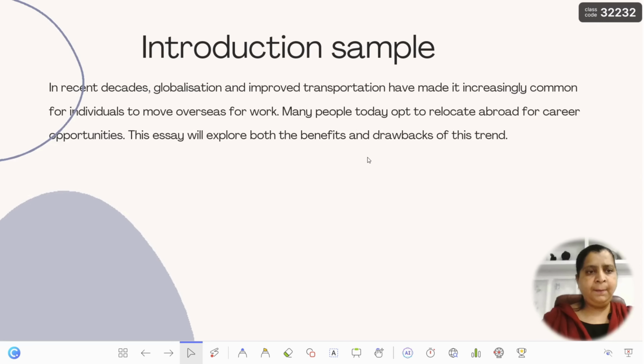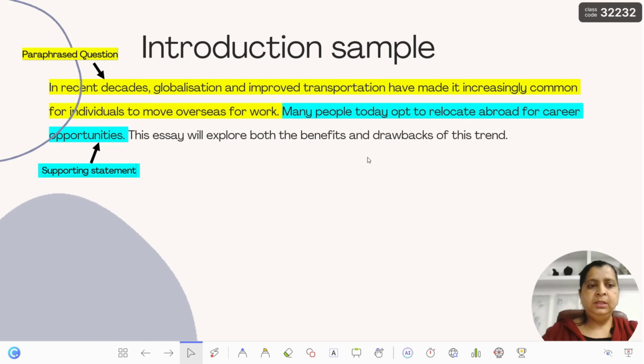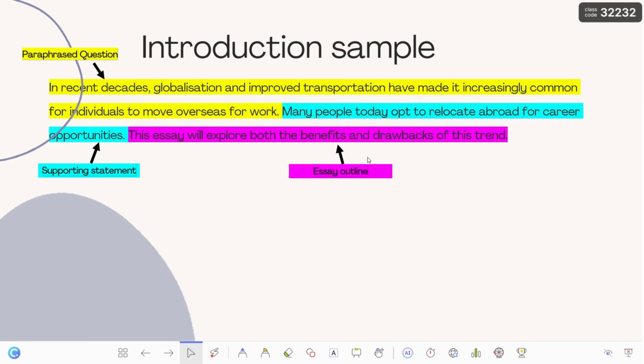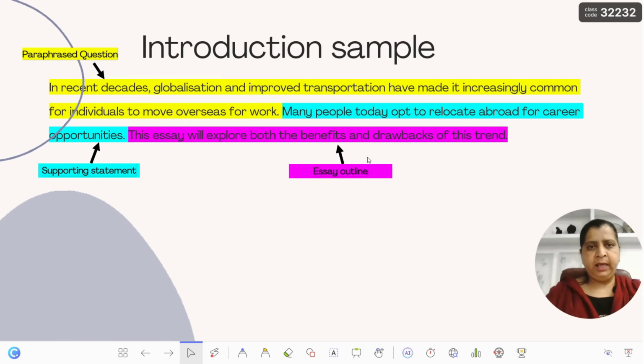Let us see with a sample. Here you can see the paraphrased question. This is the supporting statement, and this is the essay outline.